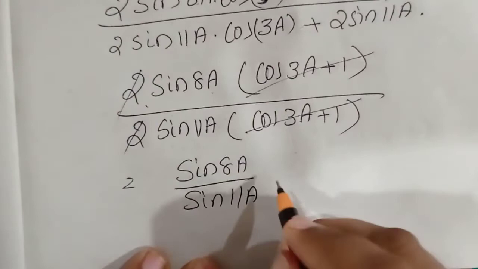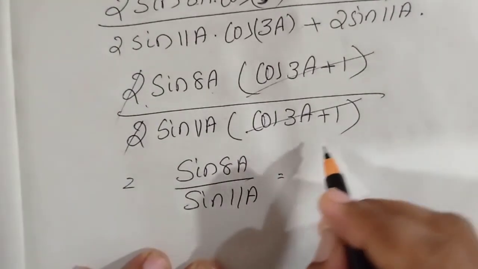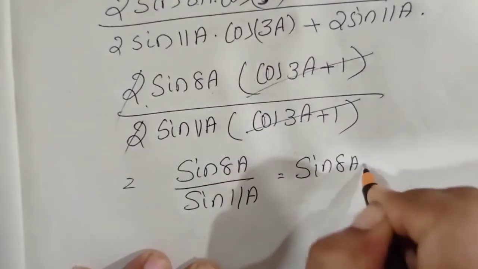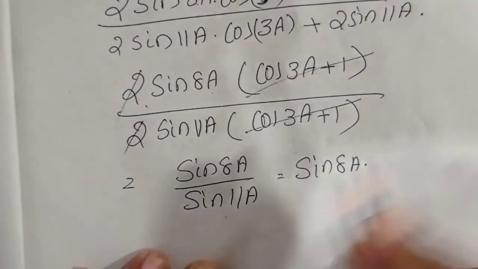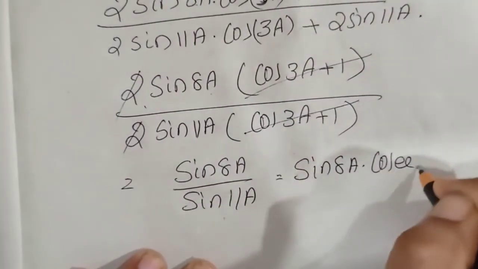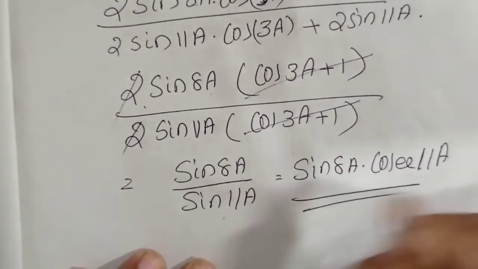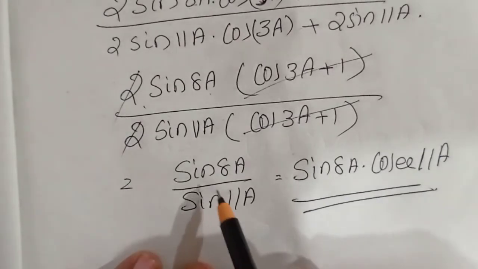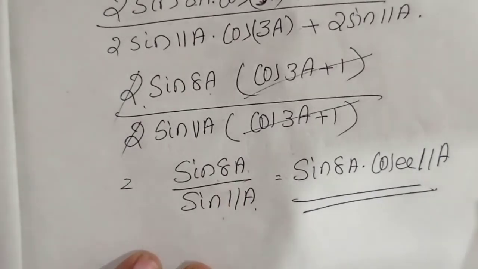Or in another way, the same question may be asked, how to write sin 8a into, can you say what is 1 by sin? Yes, cosec 11a. In this way also you can write the answer. Here proved means sin 8a by sin 11a.